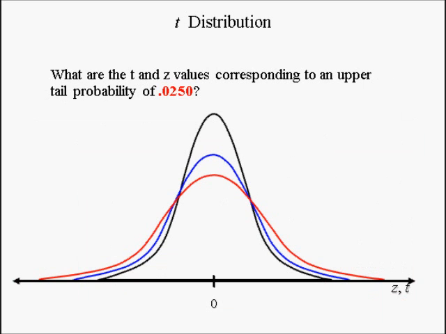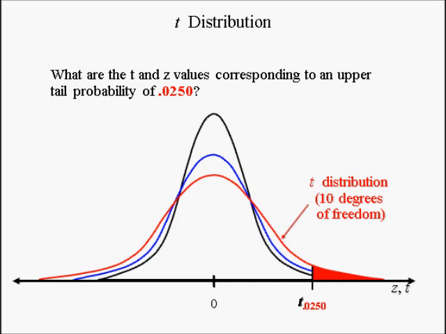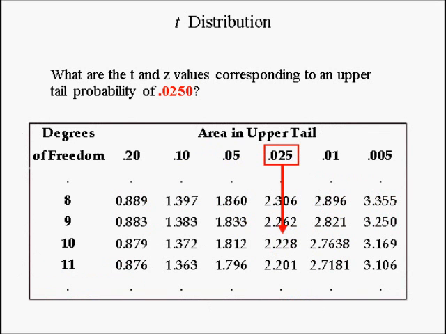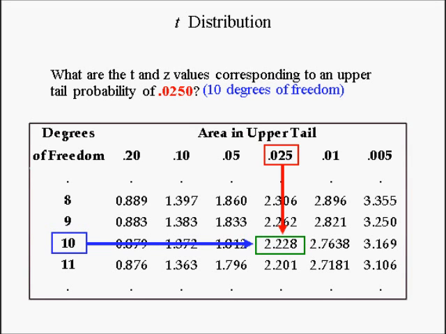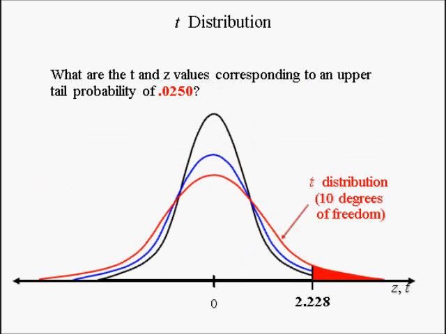What are the t and z values corresponding to an upper tail probability of 0.0250? If the sample size is 11, the degrees of freedom equals 10. The value in the t distribution table associated with an upper tail probability of 0.0250 is denoted t subscript 0.0250. The t value is found in column 0.0250 and row 10, which is equal to 2.228. The probability that t is greater than 2.228 equals 0.0250 when the degrees of freedom is 10.